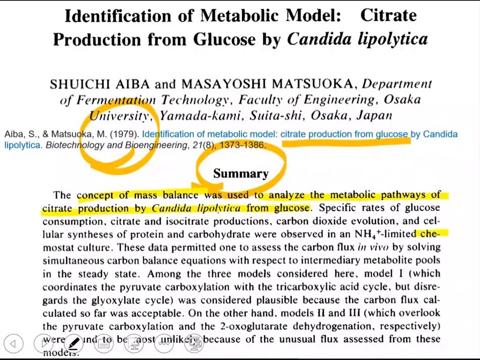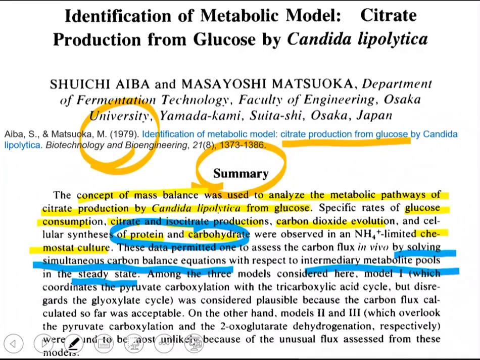They have actually performed chemostat culture experiments, and they measured many things. This is quite different from the previous paper in terms of measurement of some rates. They measured glucose consumption rate, citrate production rate, isocitrate production rate, carbon dioxide secretion rate, and also synthesis of some macromolecules, protein synthesis and carbohydrate synthesis. This is relevant to the biomass reaction, growth rate. They say that they solved carbon balance equations simultaneously by assuming steady state for intermediary metabolite pools. This is what we say, right? For the metabolites within the system boundary, within the cell membrane, the intracellular or intermediary metabolites, we assume that they are at steady state and we solve the balance equations.